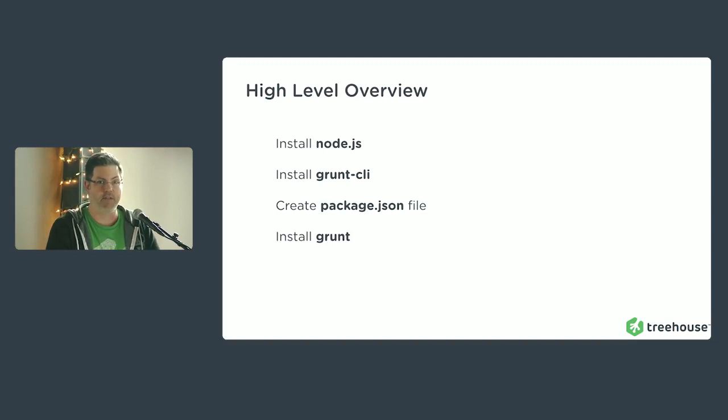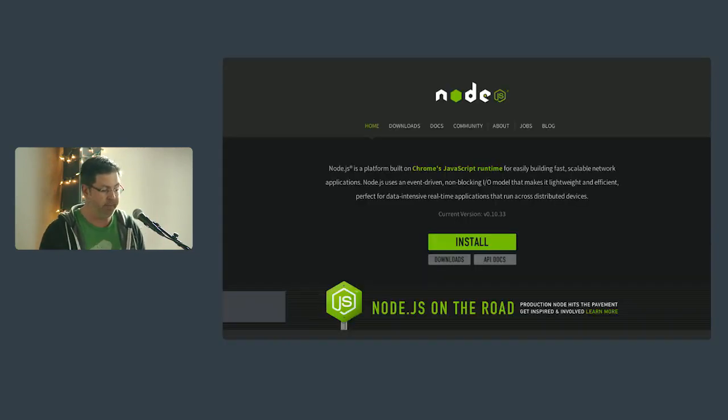We install Grunt. I'll talk about what the difference is between Grunt CLI and Grunt in a second. And then we install our plugins. And then we have to create this file called the Gruntfile, gruntfile.js. All of those things have to be in place in order for Grunt to work on your site.